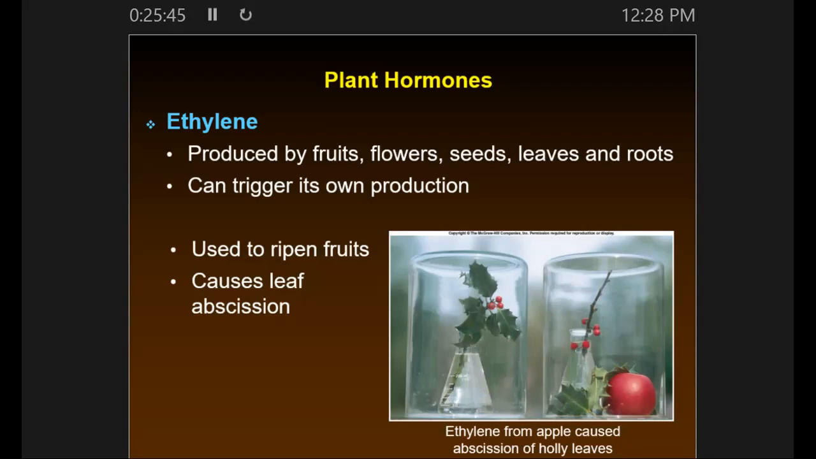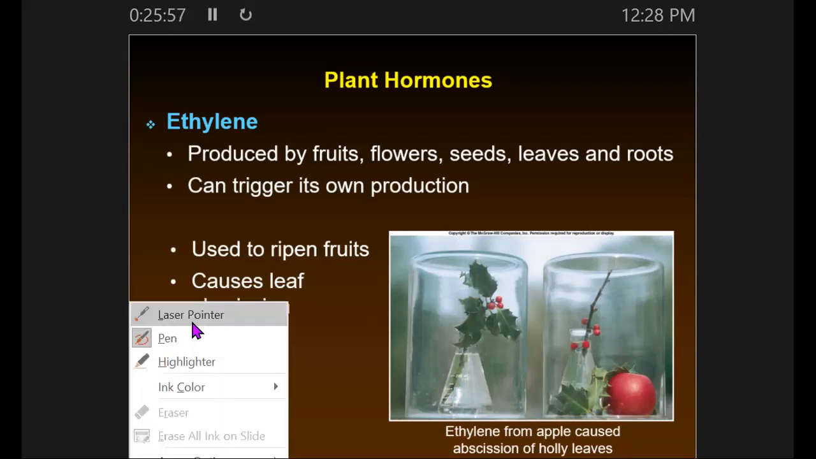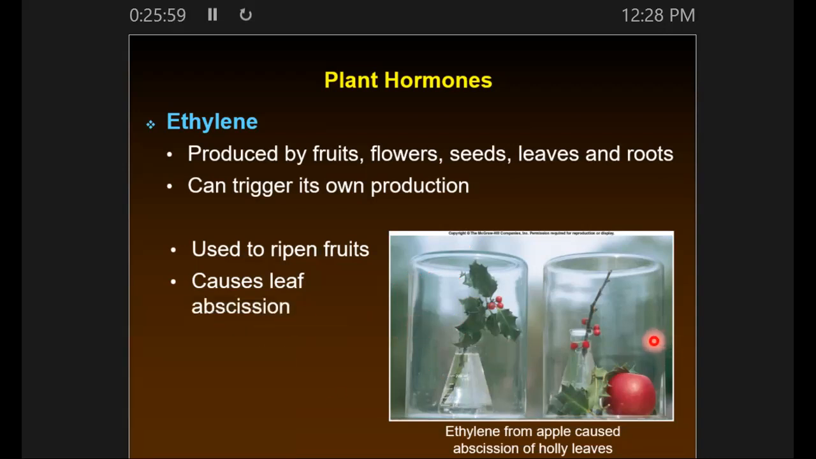Here you're looking at an experiment where they took holly leaves and put a beaker inverted over them. One beaker is just normal, the one on the left; they didn't do anything to it. The one on the right, they didn't show it, but there's a cut on that apple.